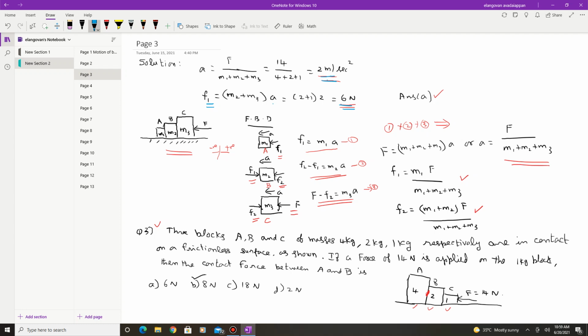So this is the contact force. F1 is the contact force between A and B. So option A is the correct option.